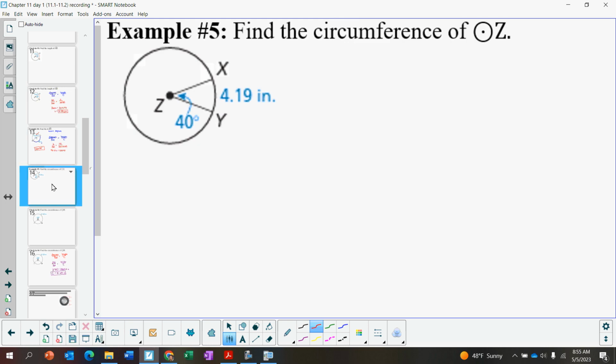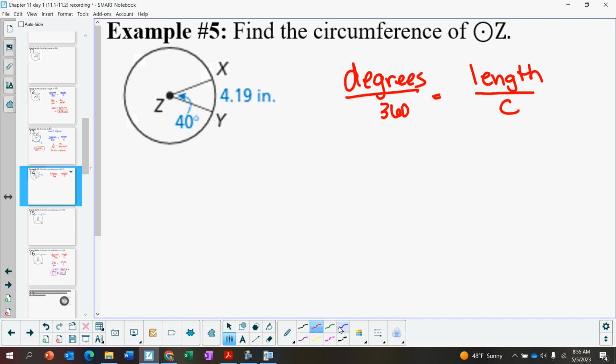All right, another example together. I'm looking for the circumference of circle Z. So again, knowing I'm using degrees over 360 equals the length over the circumference. We know the degrees are 40 over 360. I know the length is 4.19, and I'm looking for the entire circumference. I'm not looking for the radius or the diameter. I'm looking for all of C, so I could leave it as the letter C.